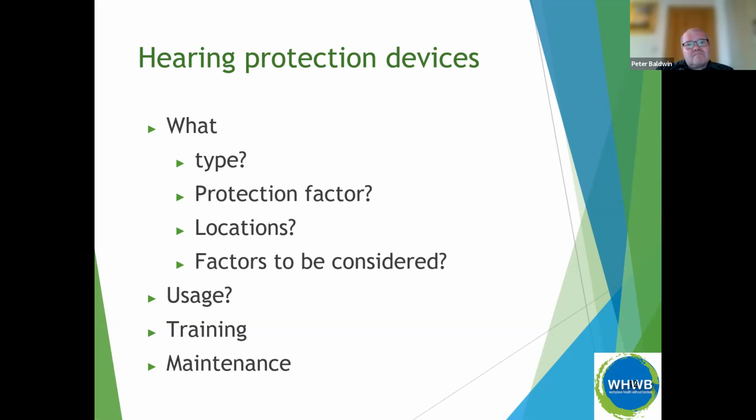Now, some of the homework I gave you was to make you aware of the different factors, because you've got the single noise reduction factor, which is a single number, or you can do octave band analysis to determine whether the hearing protector you've got from the manufacturer's data would protect you against the noise levels and the frequencies you're experiencing in the workplace. And what locations? Where do you wear it? These have to be clearly defined and enforced.